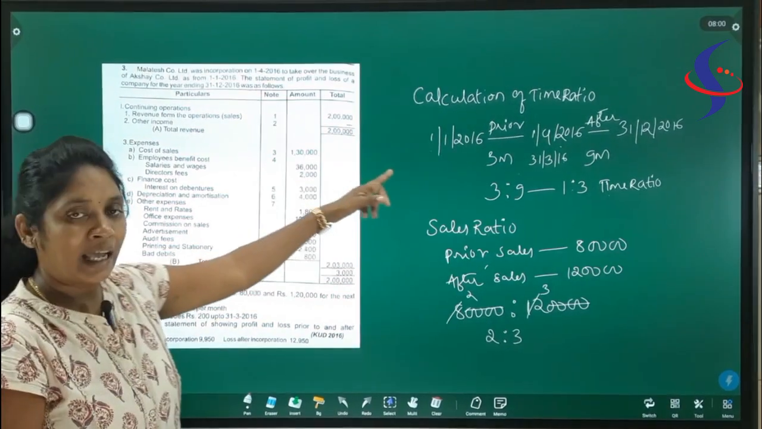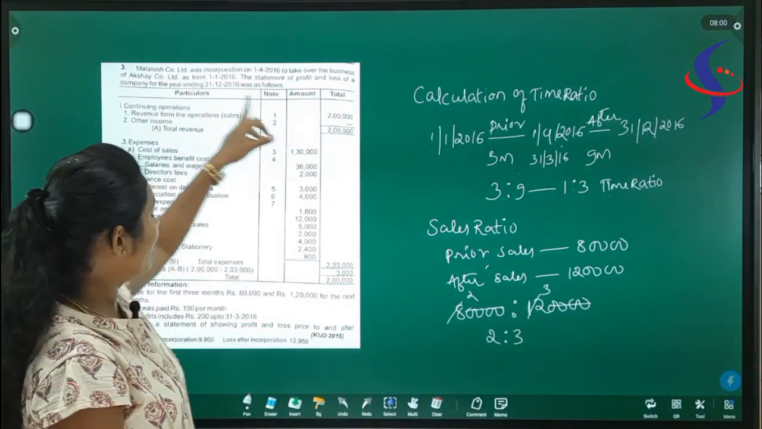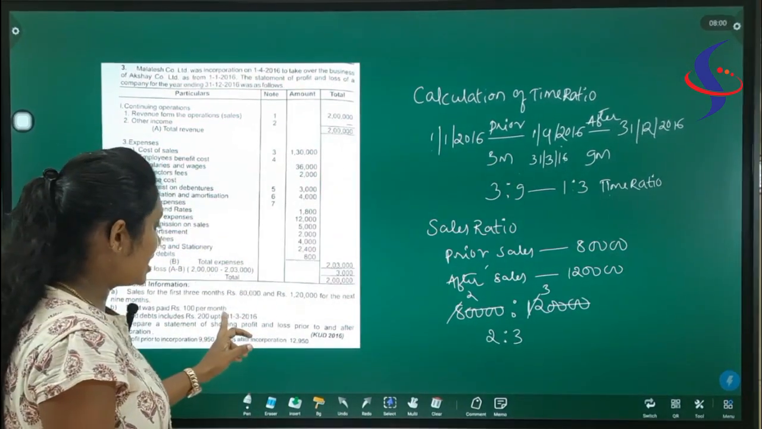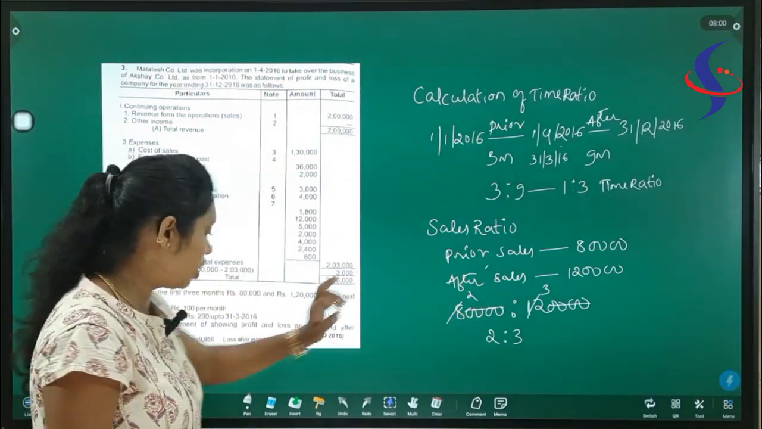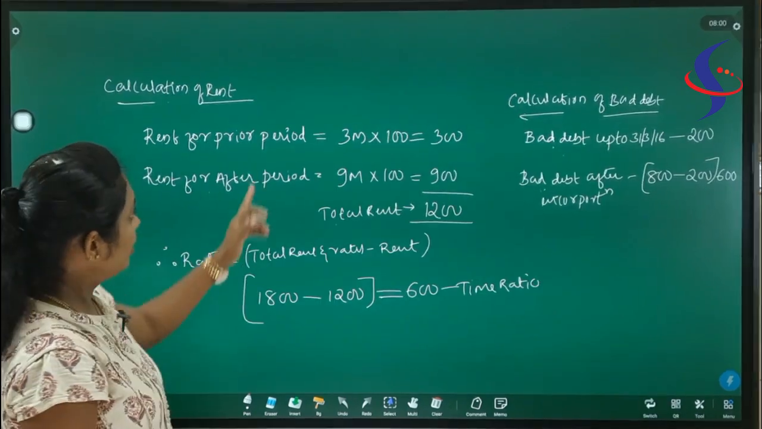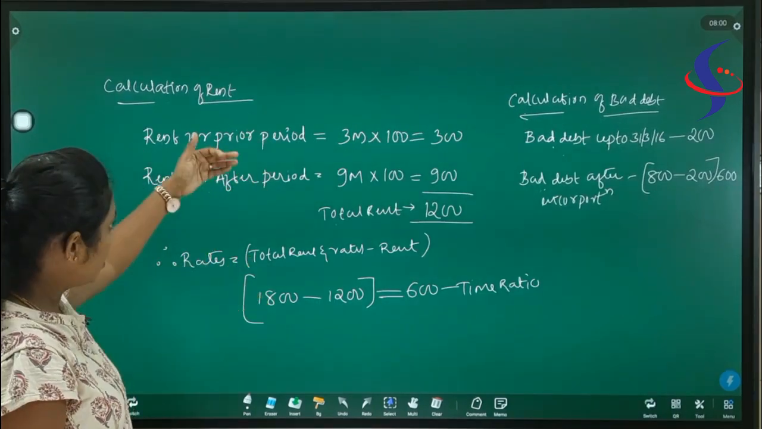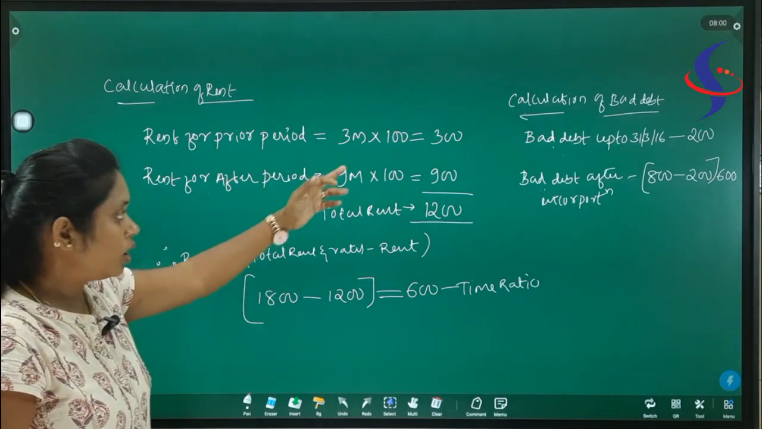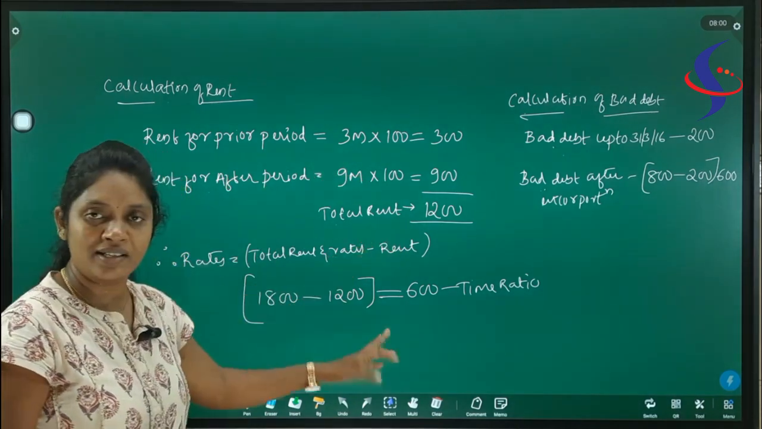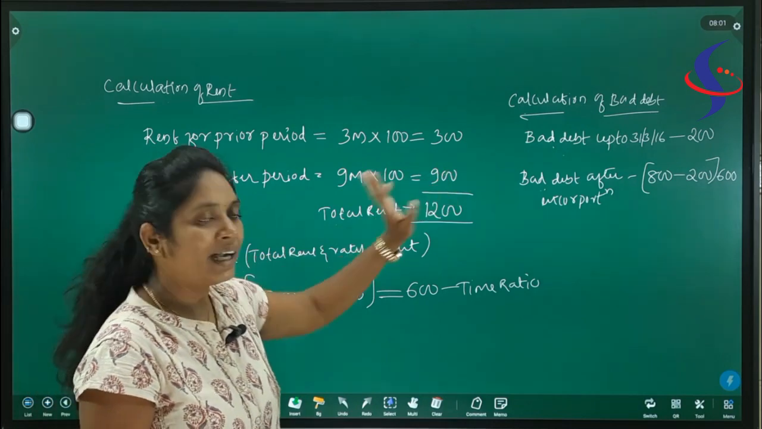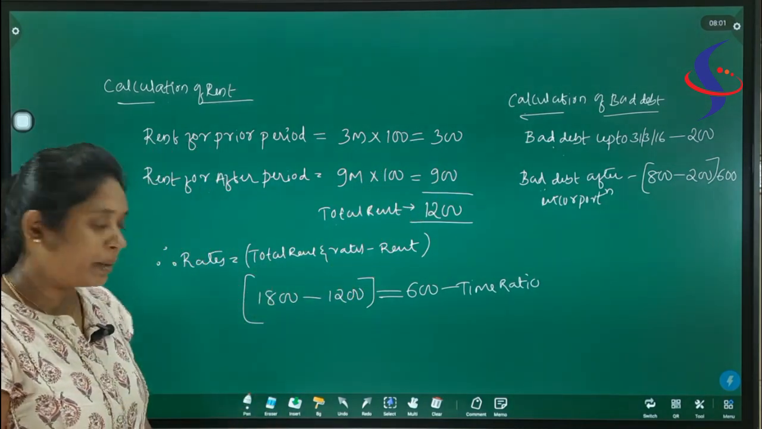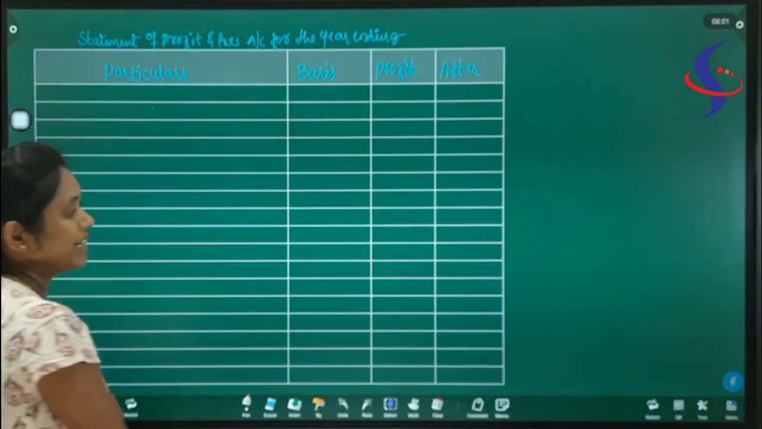First we have done time ratio. To calculate time ratio, we need to write the dates in increasing order. Then, taking sales values, we should calculate sales ratio. Then I did the rent calculation, because rent and rates are both separate, we have to do them separately. So the total 1800 we divided into 1200 and 600, and total bad debt we calculated. So this is your working note. Next we'll begin with the preparation of the statement.